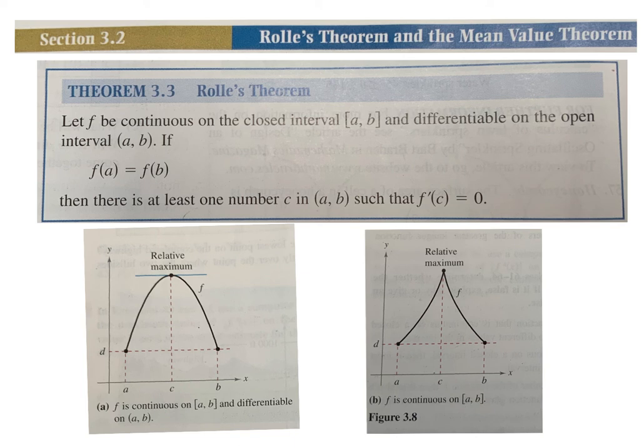Let f be continuous on the closed interval [a, b] and differentiable on the open interval (a, b). If f of a equals f of b, then there's at least one number c such that f derivative of c equals 0. So look at the picture there. What they're saying is if your y value on this graph is the same at the beginning and the end, which you can see from this parabola that it is. So you plug in a, you get a y value of d. You plug in b, you get a y value of d. They're the same. Then somewhere in between there, you're going to have a 0 slope.